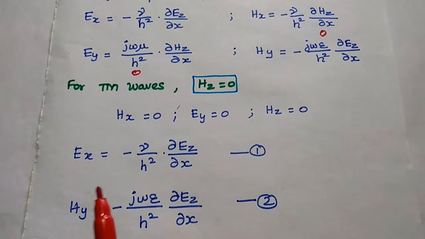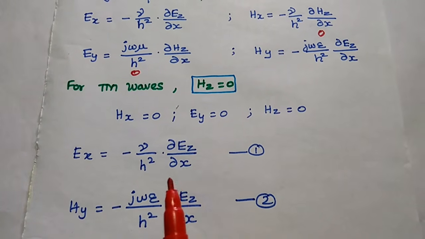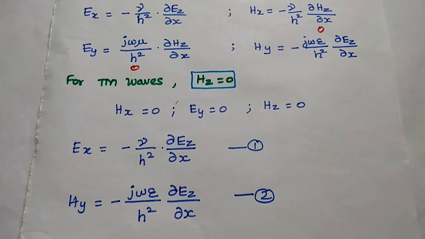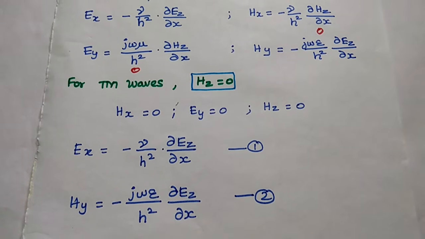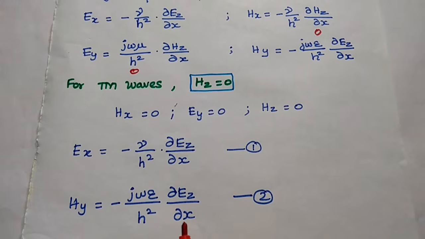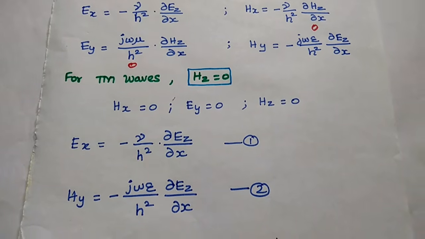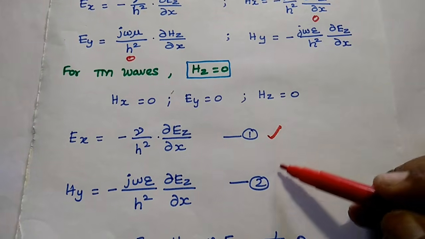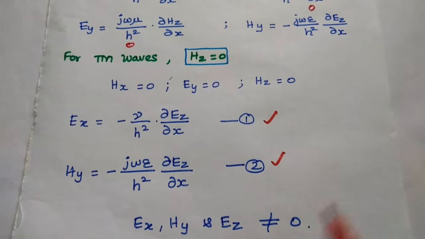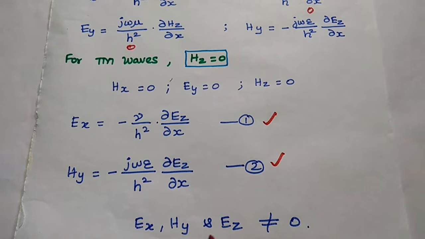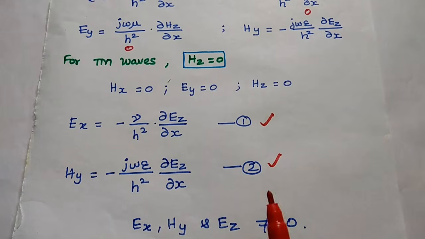We have Ex is equal to minus gamma by h squared dou Ez by dou x, and then Hy is equal to minus j omega epsilon by h squared dou Ez by dou x, and Ez is not equal to 0. We can consider this the first equation and this one the second equation, and we are going to find out the field components Ex, Hy and Ez. Do you all understand this concept?